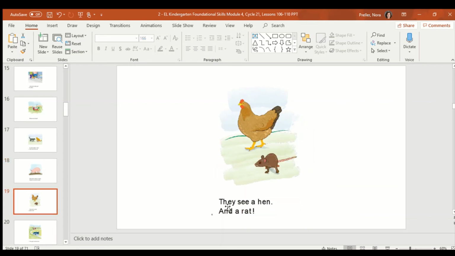Next, they see a hen. I thought that the picture might be of a chicken, but I didn't see the ch sound, so I sounded it out and heard hen. And a rat. They see a hen and a rat. You read it. Great.